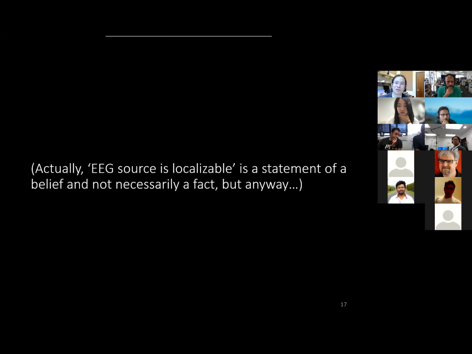Even more fundamental problem here proposed by the author of this big book is that why do even people believe that EEG source is localizable? This is actually a really strange claim. But I will not go into this problem too deep this time. But I just want to mention that EEG source is localizable is actually a claim without a strong support. Okay.